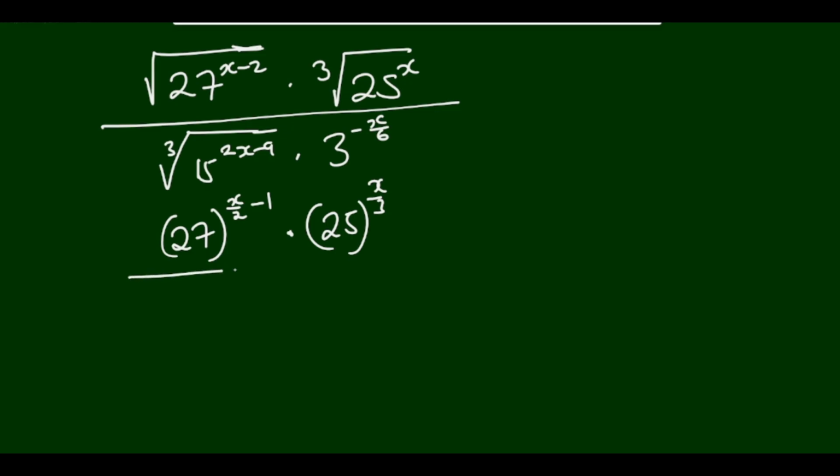Okay, and then we come here, it's going to be 15 and then x, and then we're going to divide this by 3. Okay, so what are we going to get? 2x divided by 3, that would be 2x over 3, and then negative 9 divided by 3, that would be negative 3. Okay, and then we have 3 to the power negative x over 6.